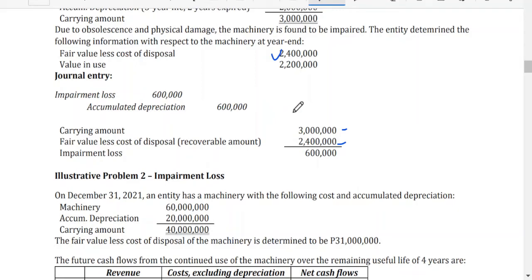Why is it impaired? Because the amount that we can recover from the sale of the asset, which is the greater amount between selling the asset and the continued use, the amount that we can recover is less than what is recorded in our books. The carrying amount in our books is 3 million, but if we're going to dispose the asset, we will only receive 2,400,000. So we can only recover a small amount from the asset, then therefore we consider it as impaired.